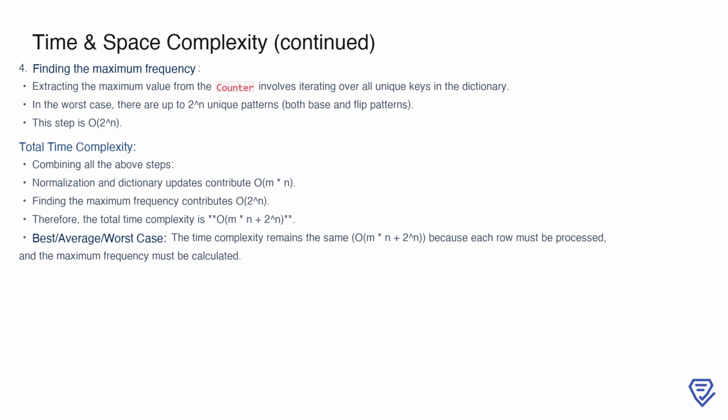Now, combining all the components, the normalization and dictionary updates contribute O(m*n), and finding the maximum frequency adds 2 to the power of n. Therefore, the total time complexity of the solution is O(m times n plus 2 to the power of n). This complexity remains consistent across best, average, and worst cases, as every row must be processed, and the maximum frequency must always be calculated. This makes the solution efficient compared to a naive approach, which we will discuss shortly.